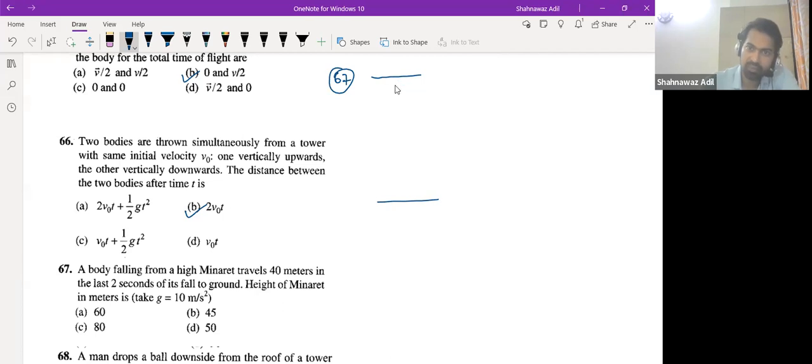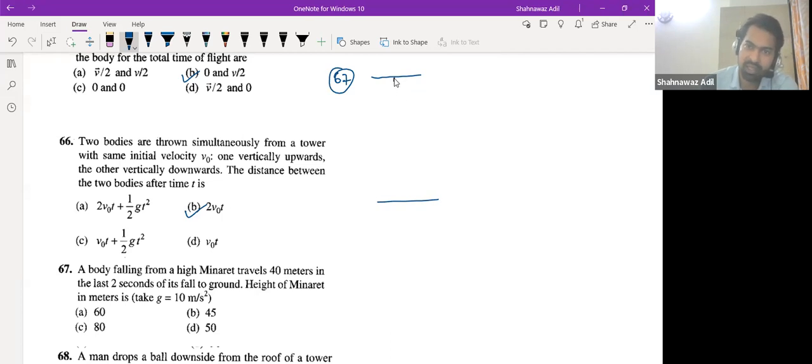Sir, what is minaret? Let's say you have a minar, right? So minaret would be the part of that minar. Okay, okay, sir.